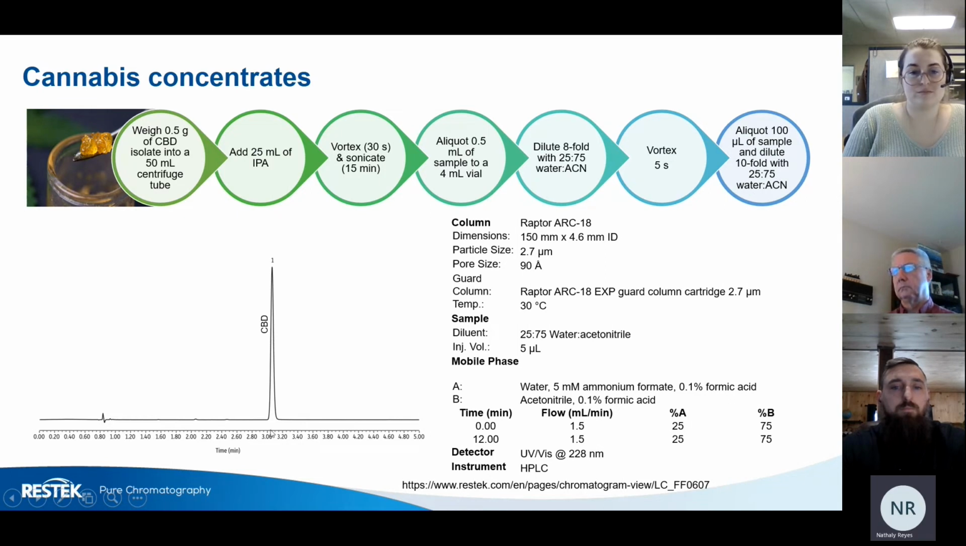Here we see a representative chromatogram for a CBD isolate, and the LC conditions used were the same ones previously described for flower.